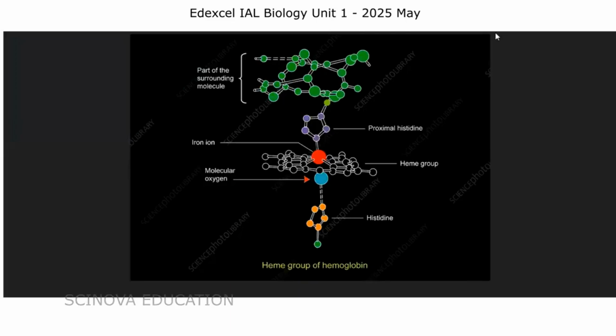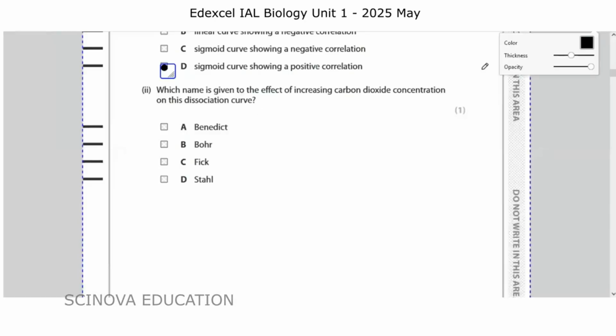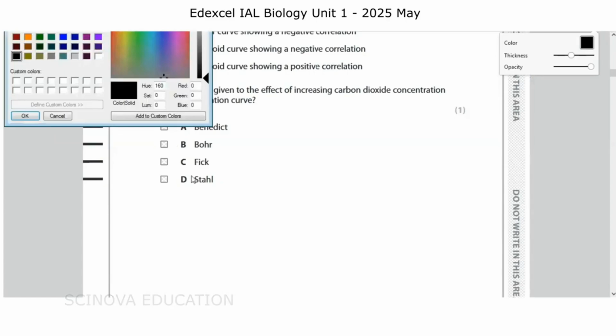This is an important phenomenon when it comes to respiring tissues. It efficiently gives out oxygen. In respiring tissues, we know that there is a high concentration of carbon dioxide. Therefore, there is a high possibility of carbon dioxide binding with the protein groups and releasing more and more oxygen into the tissue, which is very important to keep up with the oxygen demand of the tissue. The question is simply asking what is the name of this effect. So that is the Bohr effect.